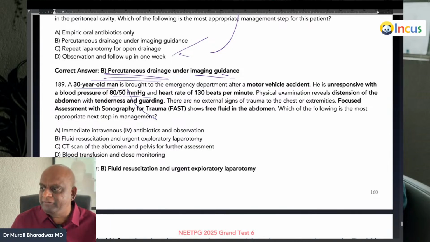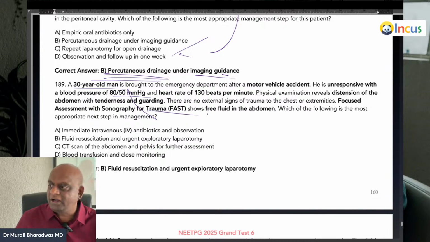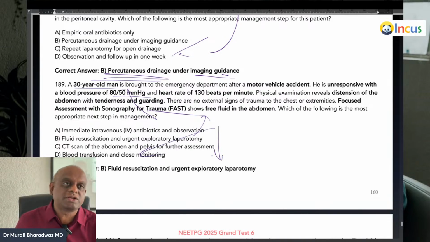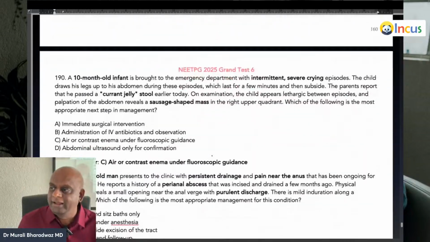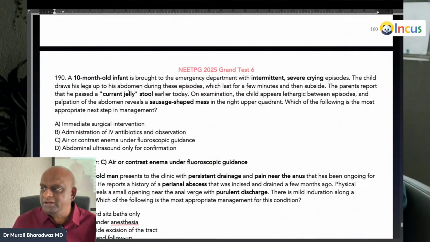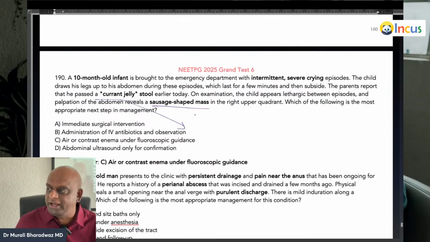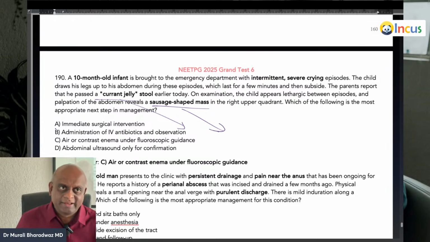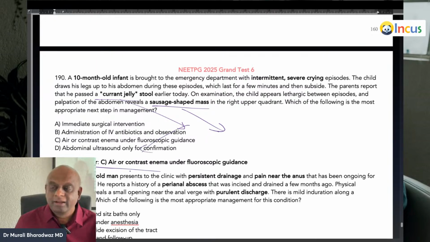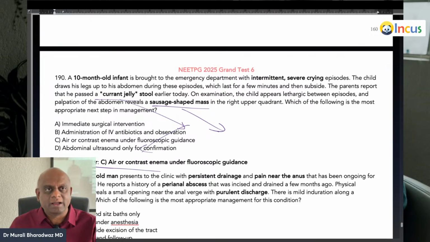30-year-old with BP 80/50, FAST scan was done. So give fluid resuscitation and urgent exploratory laparotomy. Currant jelly stool and a sausage-shaped mass is intussusception. For that, you give an air or contrast enema to reduce the intussusceptum coming out of the intussuscipiens.